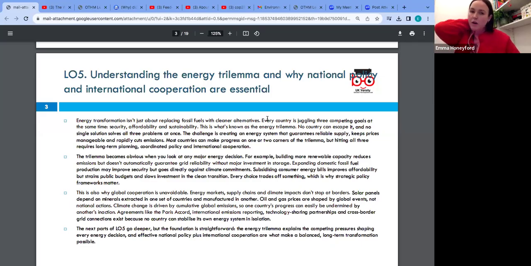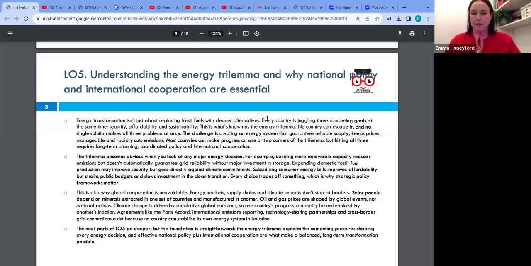So it isn't just about having clean energy. Obviously that is one of the main goals. We want to be on a path to cutting out fossil fuels. We know the impacts of fossil fuels on the planet. So that is obviously important.